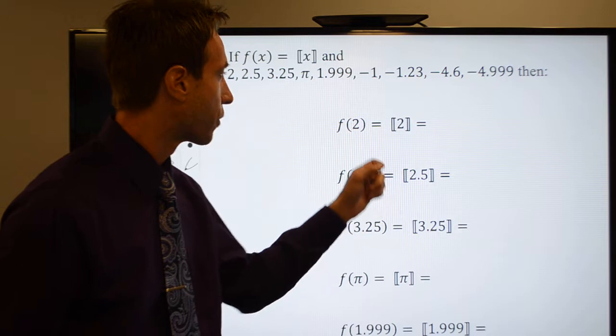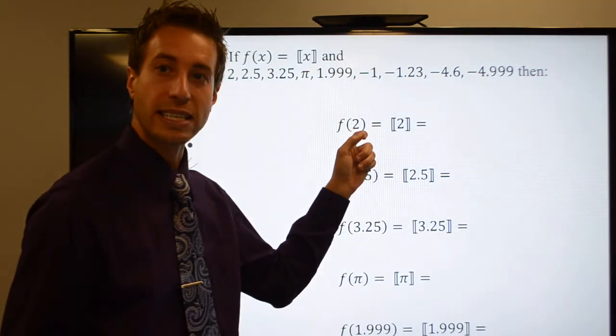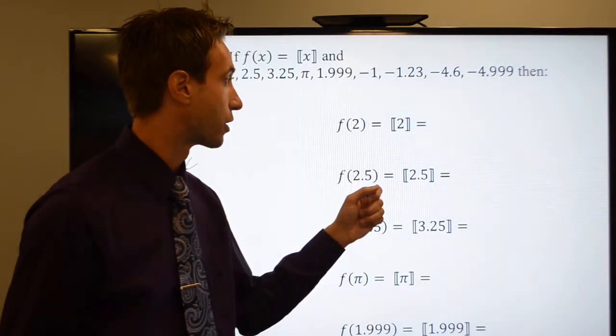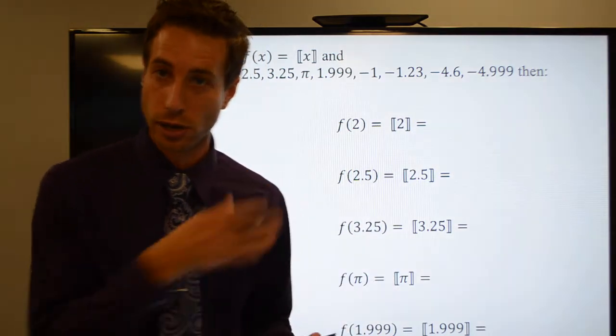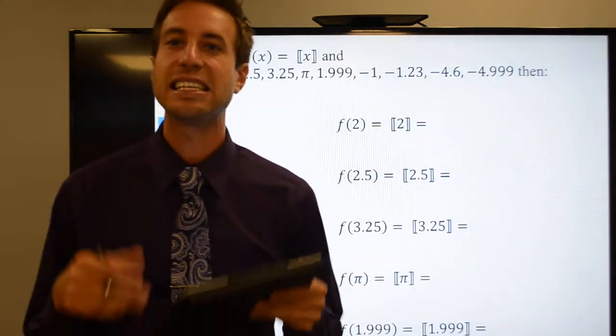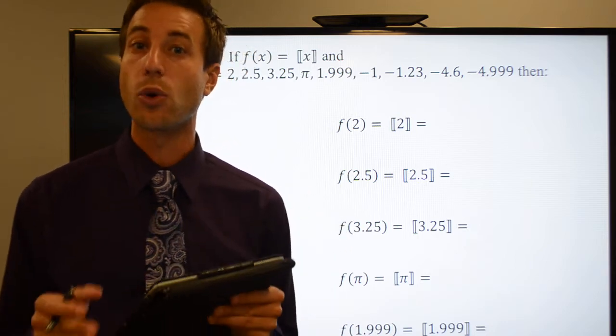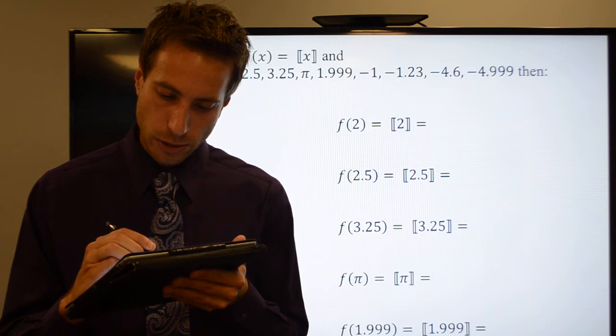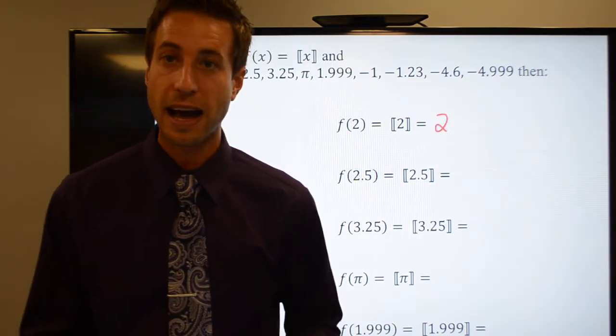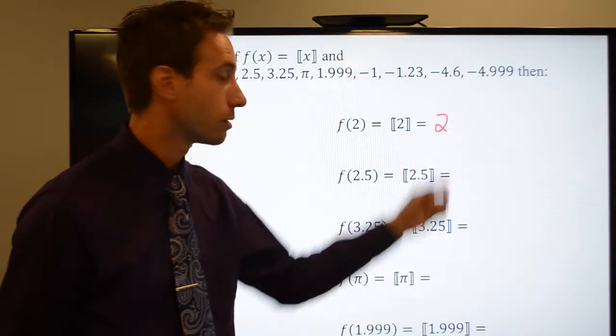So here we go, here's my first one. I want you to find the greatest integer, using the greatest integer function, of 2. Well, I plug a 2 into my greatest integer function, and I need the greatest integer less than or equal to 2. Well, of course, 2 is equal to 2, so that's going to be my value. That's what I get.